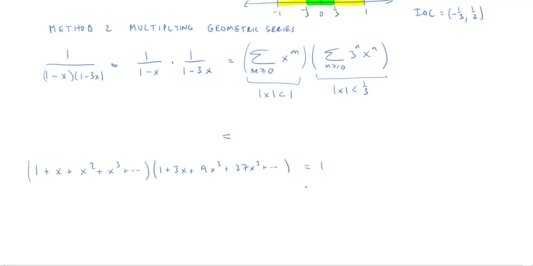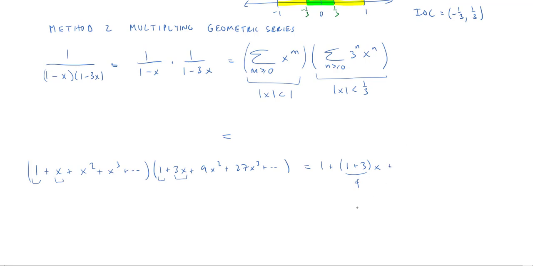But if I want to get an x, there's actually two ways I can do it. I can do this 1 times this 3x. I could also do this x times this 1. So I'm actually going to get 1 plus 3, different ways of getting x. All right, so this would actually be a 4.